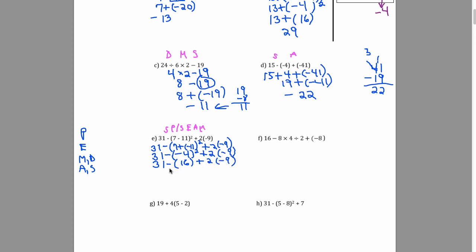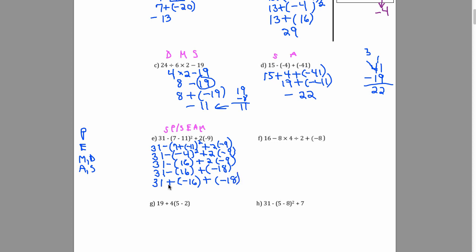Now let's look. Subtraction, addition, multiplication. So multiplication will be next. We're not adding here. We're going to multiply the 2 times the -9 to get -18. 31 subtract 16. 31 plus a -16 plus -18.